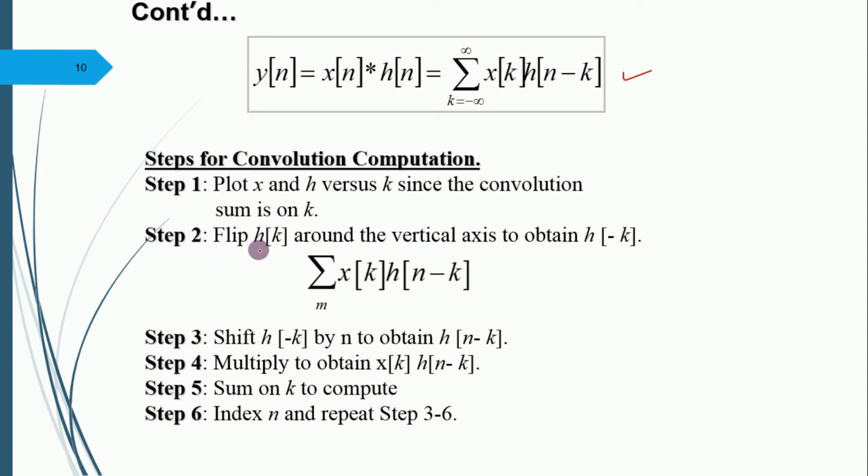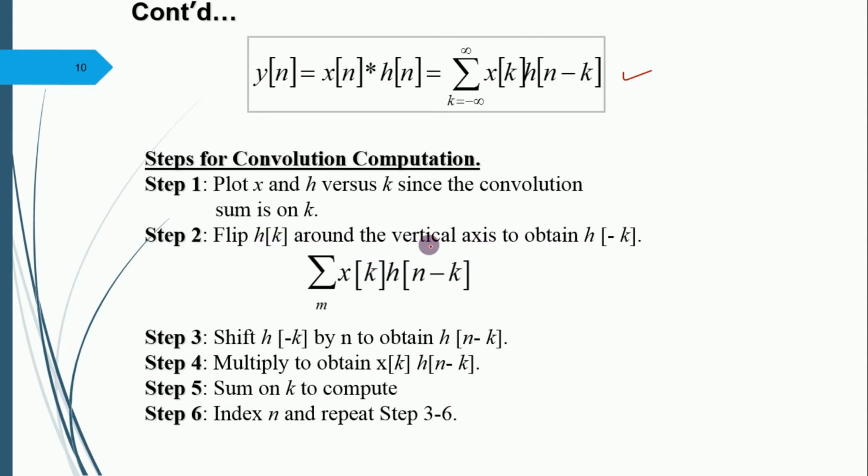Okay. Next, flip h of k around the vertical axis to obtain h of minus k, because here if I make n equal to 0, you will get h of minus k. I go on incrementing n: 0, 1, 2, 3. So h of minus k is needed. So h of minus k is a folded version of h of k. Folded version, how to fold it? We should fold around the vertical axis.